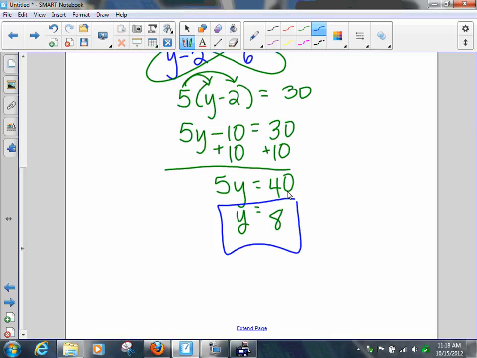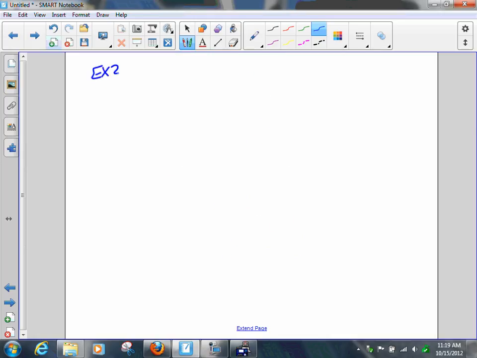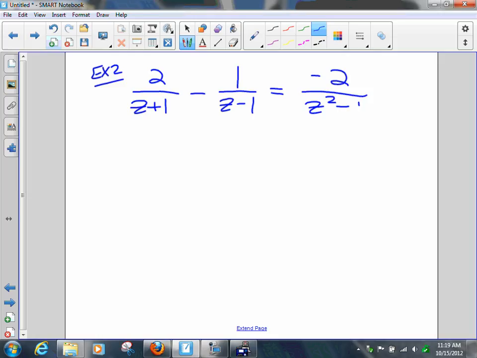Because it's following order of operations, you need to go 5 divided by, parentheses, 8 minus 2. Because it's dividing the 5 by the 8 and then subtracting that answer, quotient, by 2. All right, here's another one. Any questions on that? I'm glad you find this humorous. 2 over z plus 1 minus 1 over z minus 1 equals negative 2 over z squared minus 1.